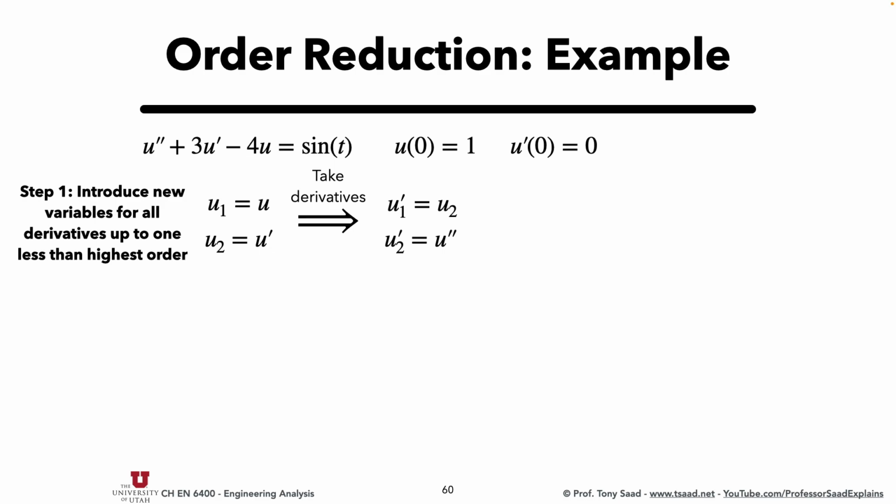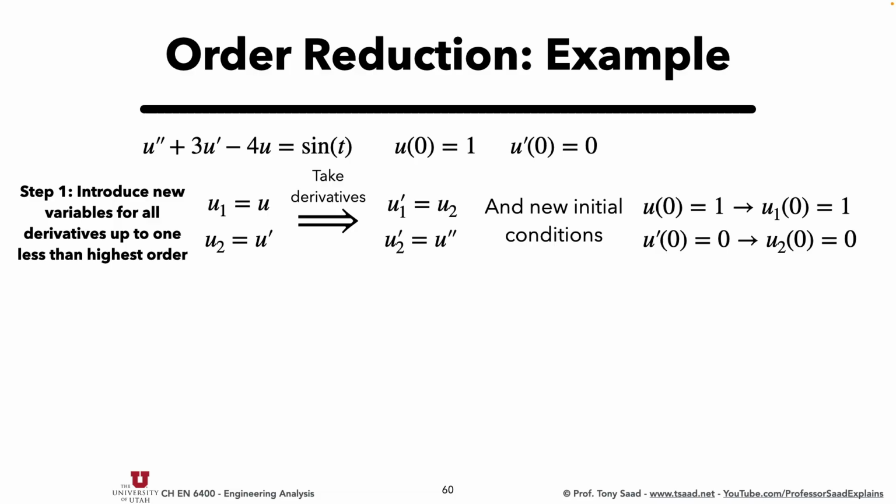And then finally, you update your initial conditions. You convert your old initial conditions into new initial conditions. So u at 0 equal 1 becomes u1 at 0 equal 1. And then u prime at 0 equal to 0 becomes u2 at 0 equals 0. We're trying to convert everything into IVPs with u1 and u2.